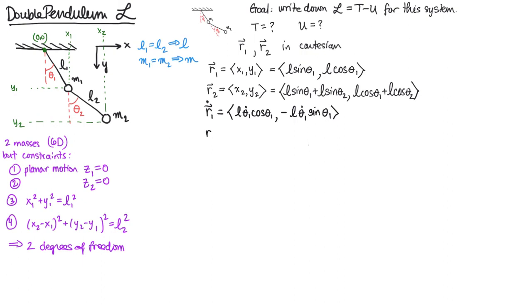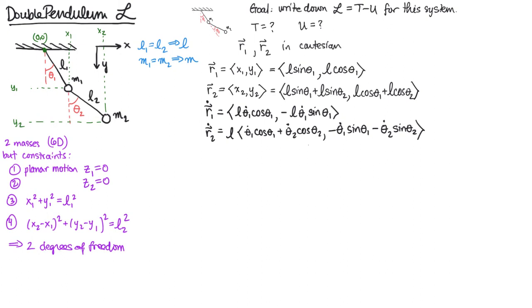And r2 dot, we have an overall L that we can just factor out. And inside we have theta 1 dot cosine plus theta 2 dot cosine, and then a minus theta 1 dot sine, and a minus theta 2 dot sine.